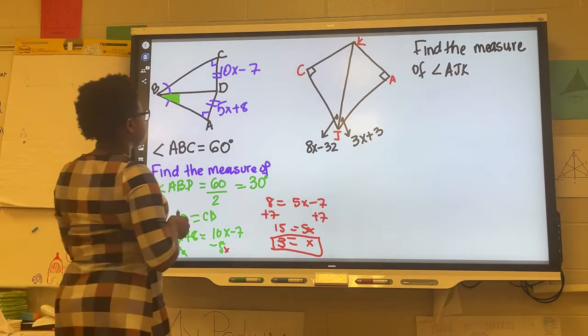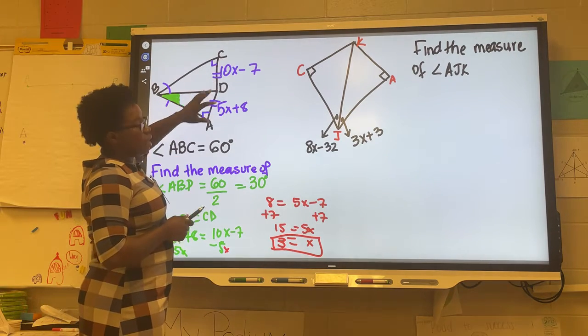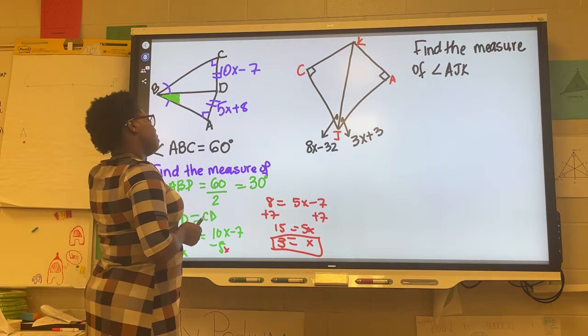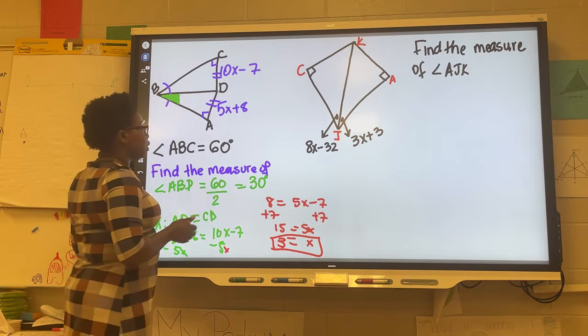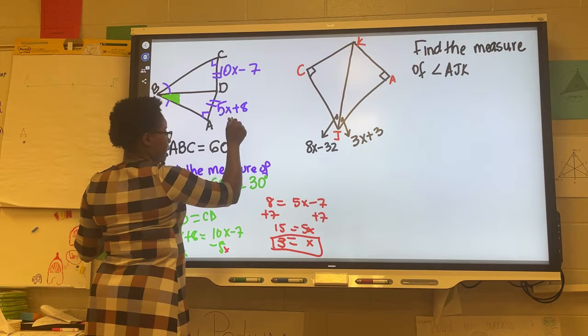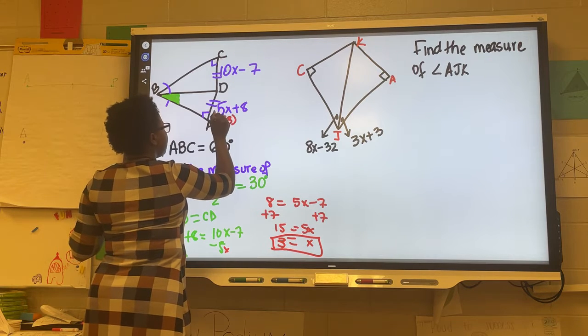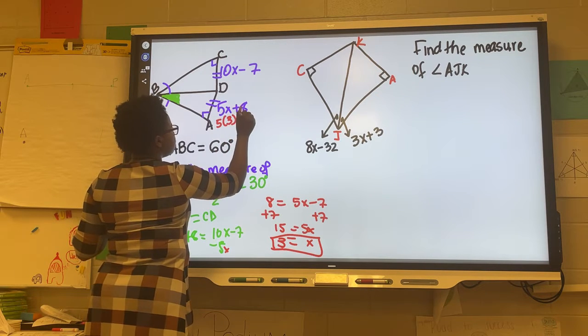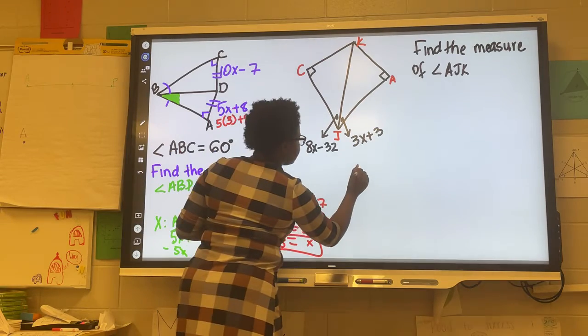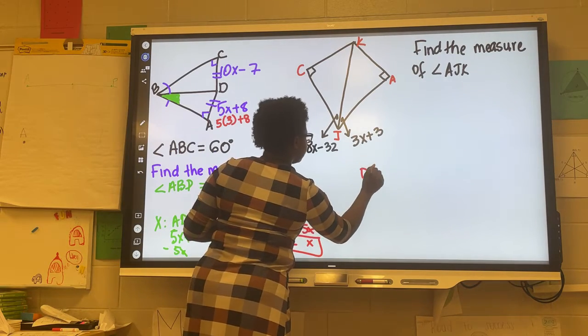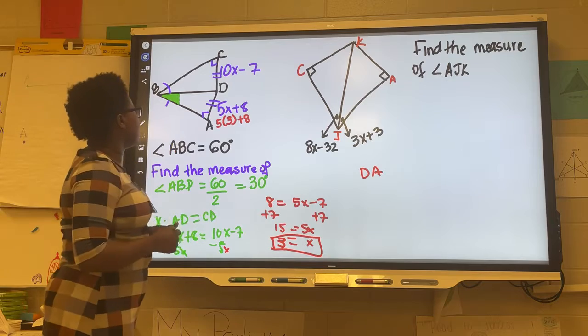They could have further asked you to find the measure of these given actual numbers. So what you have to do is to put the value of x right here, which is 3, if you want to know what DA is. So let's do that one. Let's extend a little bit more. So let's find the DA, or AD, however you call it.